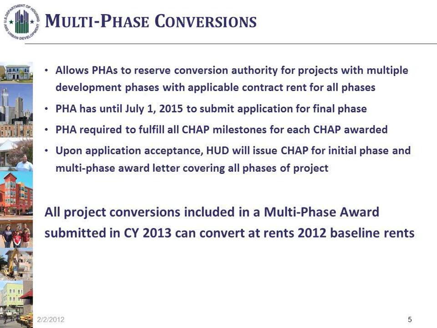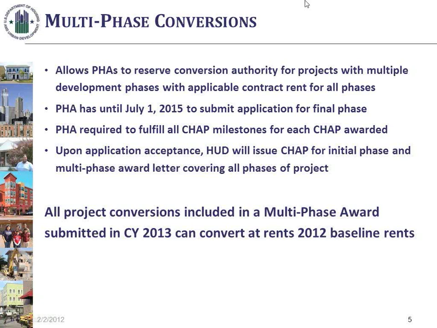So as long as you give us an application for the first phase, the only real requirement after that is that you give us the last phase or the remaining phases by July 1st, 2015. You're still required to meet all CHAP milestones once you get the award for whatever phase, that those phases are subject to our CHAP milestones, CHAP being the commitment to enter into a housing assistance payment contract, essentially our award letter.